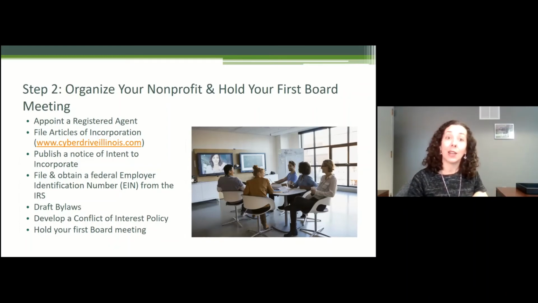And then hold your first board meeting. So members that you identified in your articles of incorporation will come together and then elect a slate of officers. It's best practice to assign at least 3 officer roles. Many nonprofits will assign more, but the only ones that are required would be the president or chair of the board, secretary, and treasurer. So that's why you need to have at least 3 people on your board in the state of Illinois. This meeting is required by law.